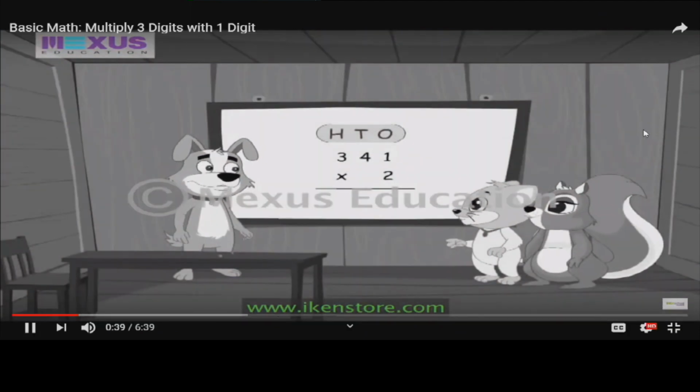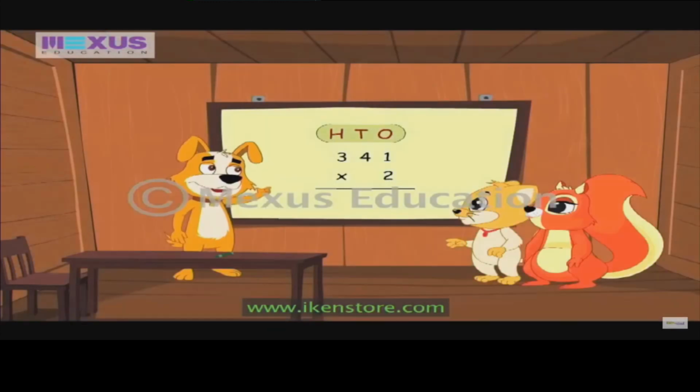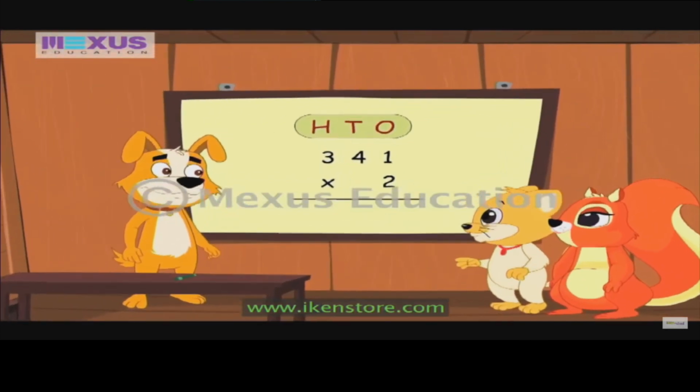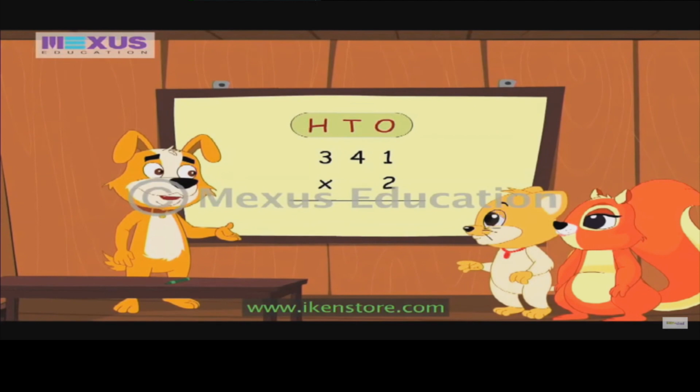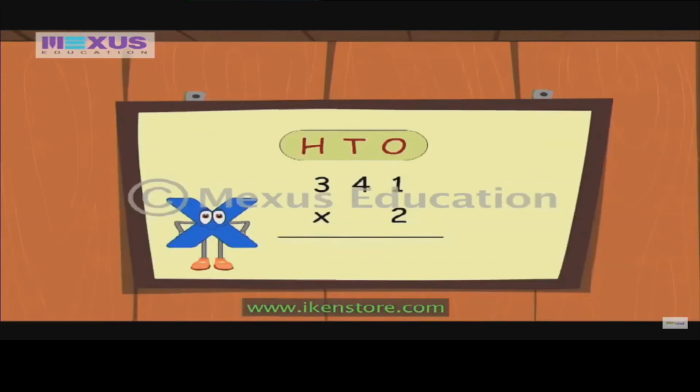How to multiply a 3-digit number by a 1-digit number. Let's have a look at small numbers where you don't need to carry over a digit. How to multiply 341 by 2? The multiplication sign will do the explaining. Hi, I am the multiplication sign. Let me teach you how to multiply 341 by 2.